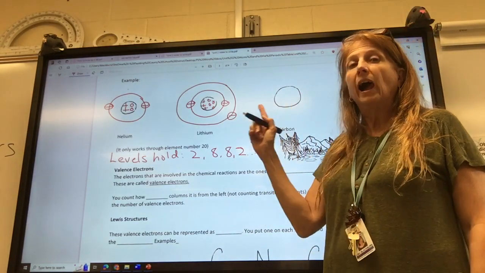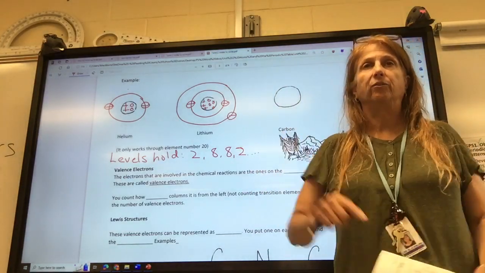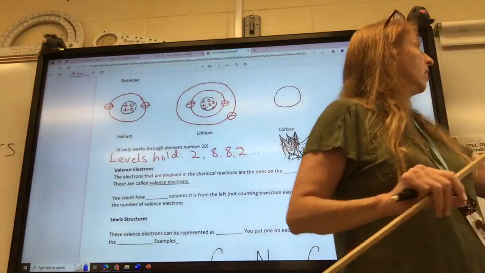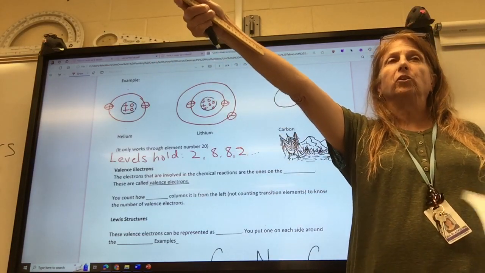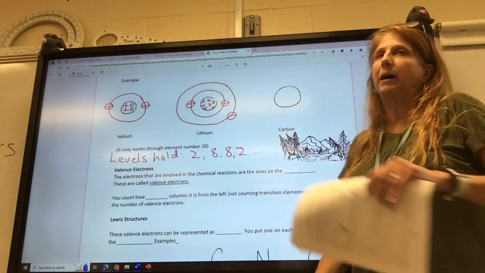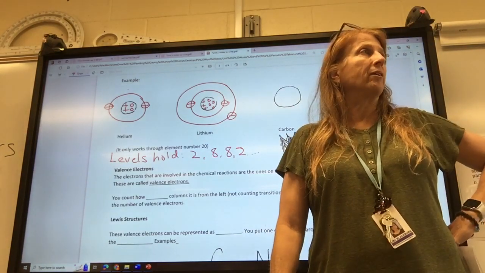Okay, so now I want you to try carbon all by yourself. Right now, everybody try carbon. Carbon is right over there. It's number 6. You see the blue 6? Everybody try carbon by yourself. And then we'll look up here and see if you got it right.